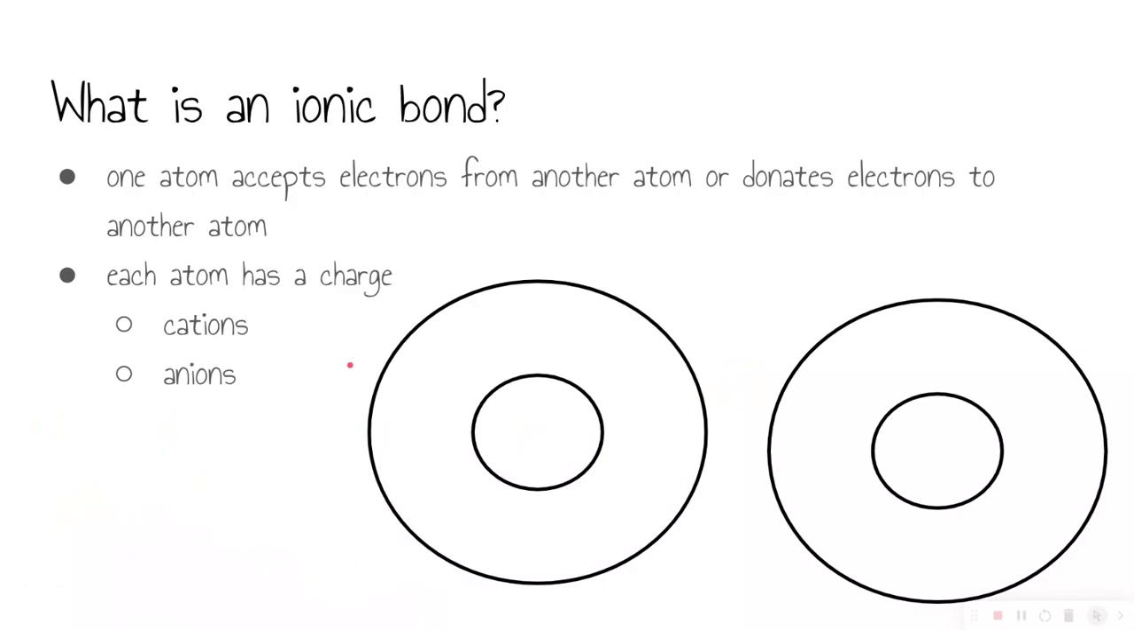All right, let's review what we've gone over. So an ionic bond is when one atom accepts electrons from another atom or donates electrons to another atom. Each atom will have a charge. We will have a positively charged ion, which is a cation. We will have a negatively charged ion, which is an anion. These opposite charges might attract each other and bind these 2 atoms together, and they will form an ionic bond.